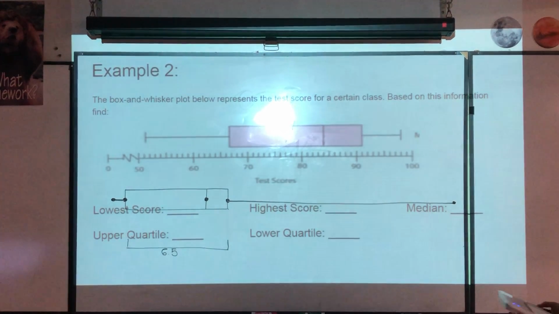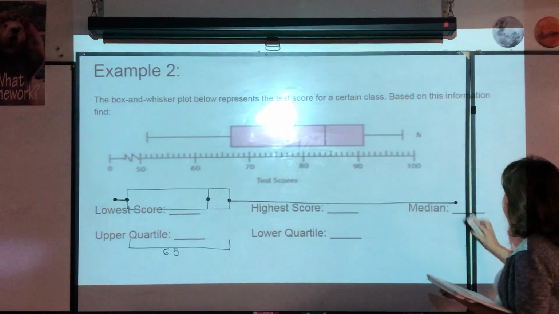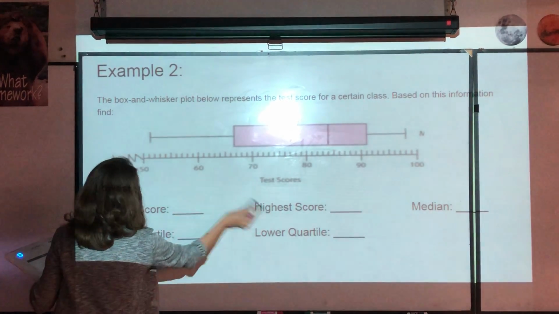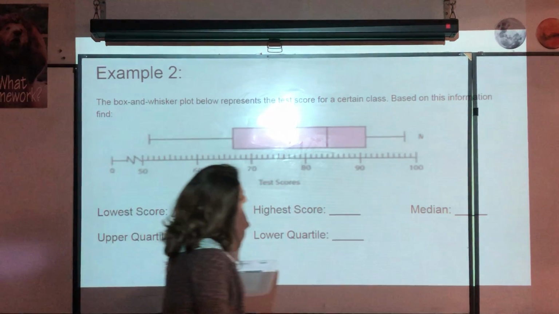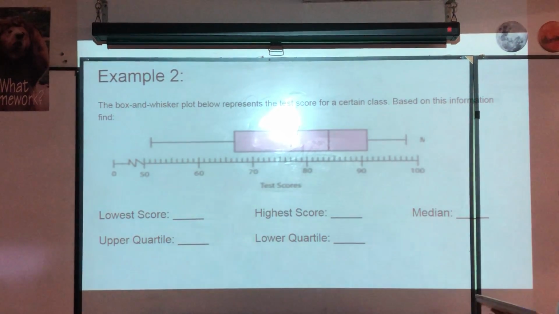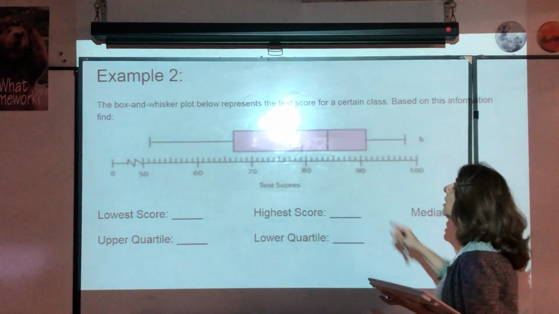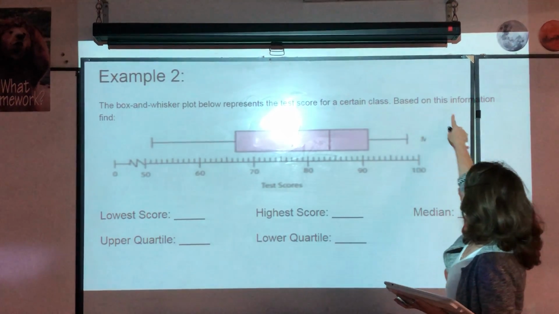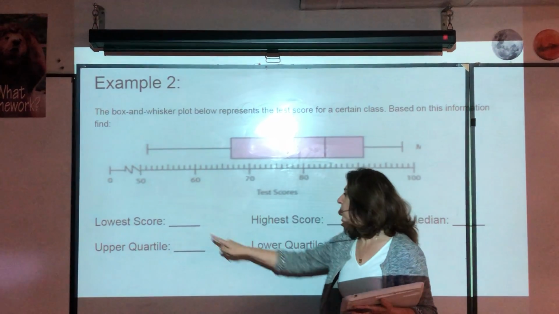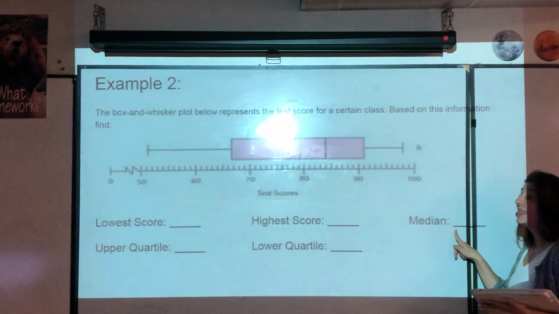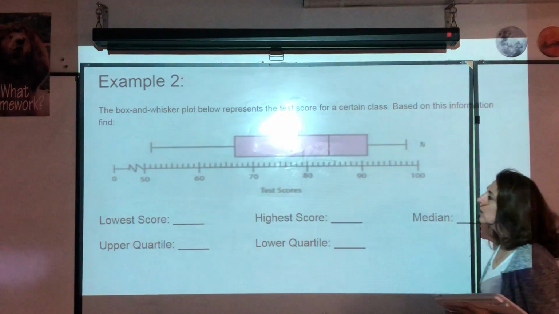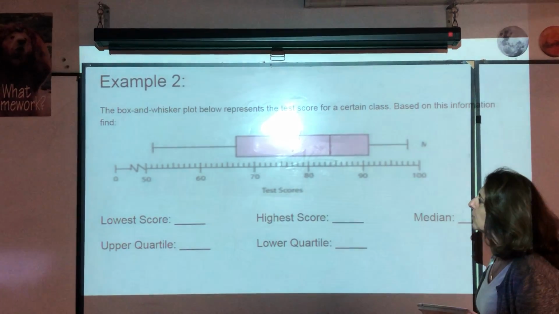Now I have another example. For this example, the box and whisker plot below represents the test scores for a certain class. Based on this information, we're going to find the lowest score, the highest score, the median, the upper quartile, and the lower quartile. So let's see what we have here.